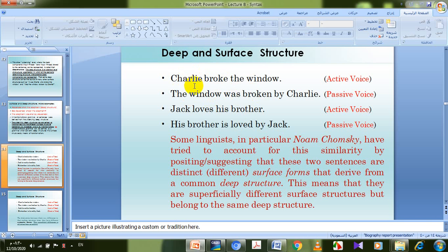Okay, the meaning. Charlie broke the window; the window was broken by Charlie. So we have a meaning. Who broke the window? We have a window that is broken. We have something done here. Somebody did something. The doer is Charlie. The thing that was done is the verb of breaking something. What was broken? It's the window. And this is tough.